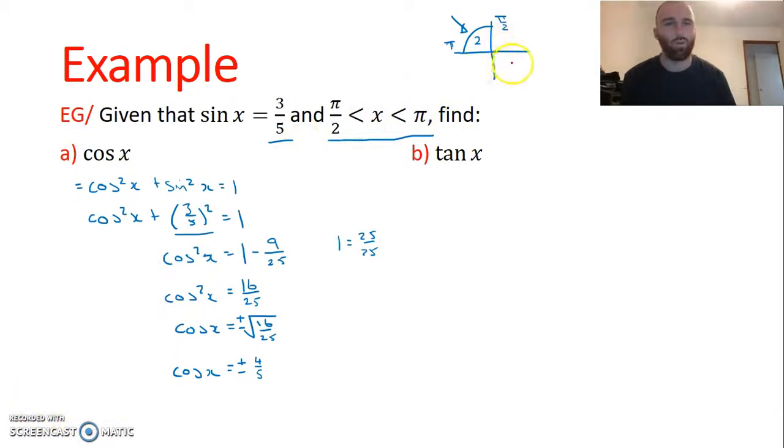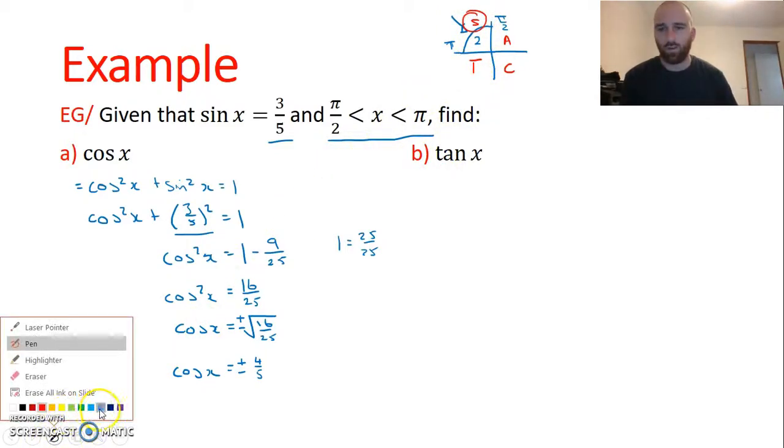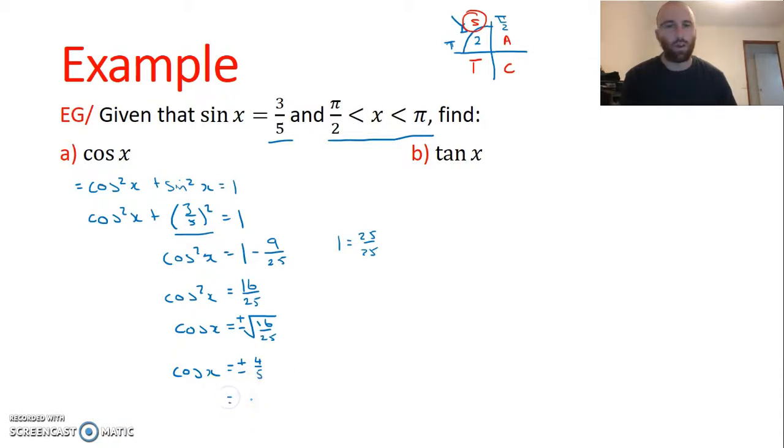This is where we refer to, for me, my CAST, to find out what functions. In the second quadrant, only sine is positive. So if I know sine is positive, that means cos must therefore be negative. So even though we have 2 solutions, we know that within that quadrant we're only going to generate 1 value. So it's actually the negative that is the correct answer, and we get negative 4 over 5. And that's our solution.